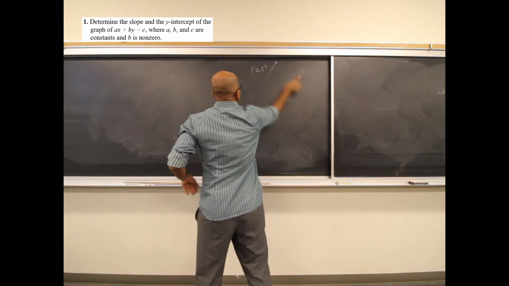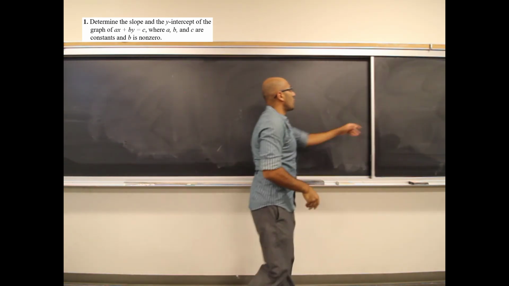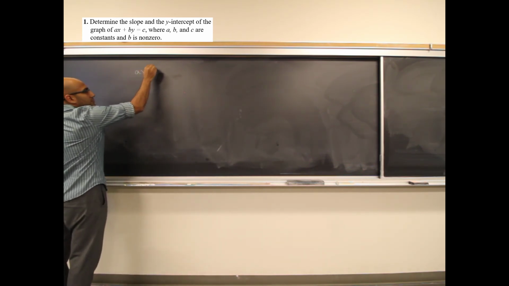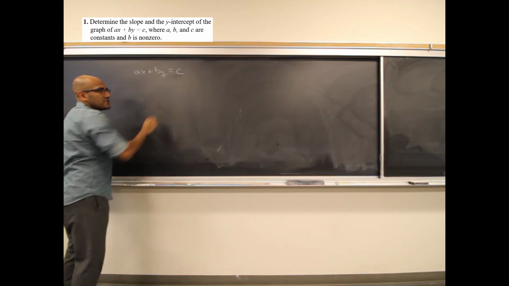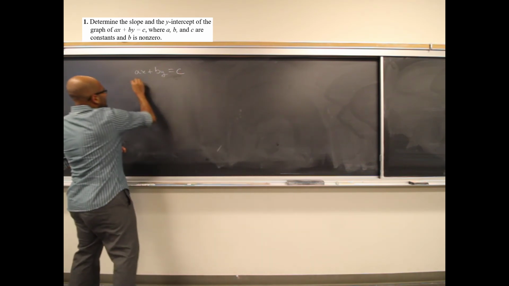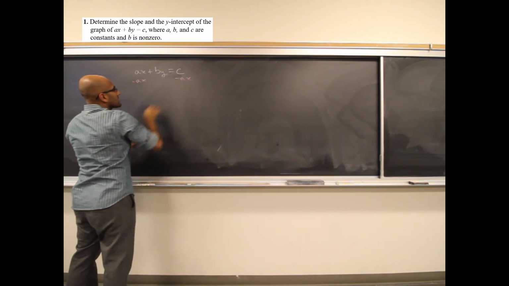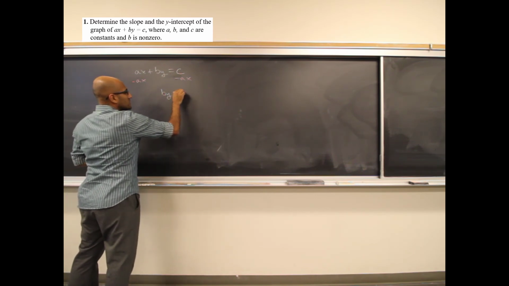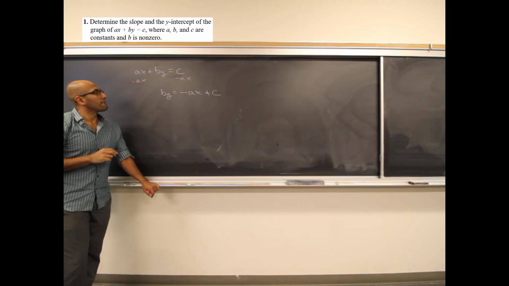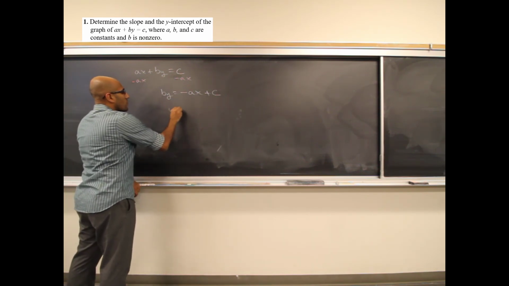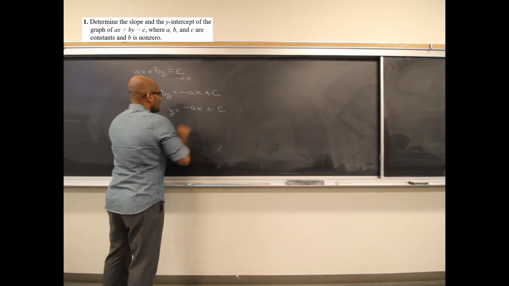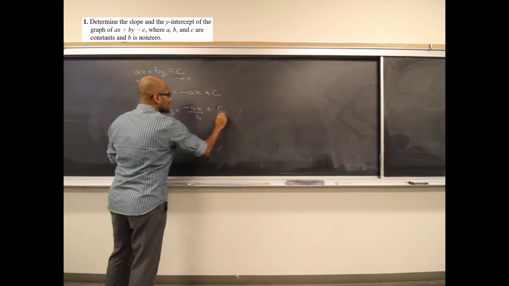So what should we do? Isolate the y. We've got to make it fit into the slope-intercept form of a linear equation. So ax plus by equals c. Let's move the ax to the other side. Minus ax, minus ax. by equals minus ax plus c. Divide everything by b. So y equals negative ax plus c, and then we divide this side by b, divide that side by b.